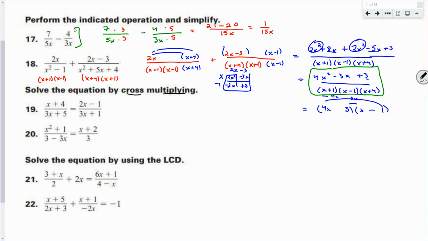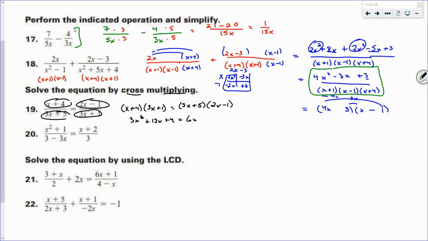All right, cross multiplying. So this times this should equal this times this, and go from there. So we'll multiply this out. 3x squared, Punnett squared if you need to. 12x and 1x is 13x plus 4. 6x squared minus 3x plus 10x is 7x minus 5.